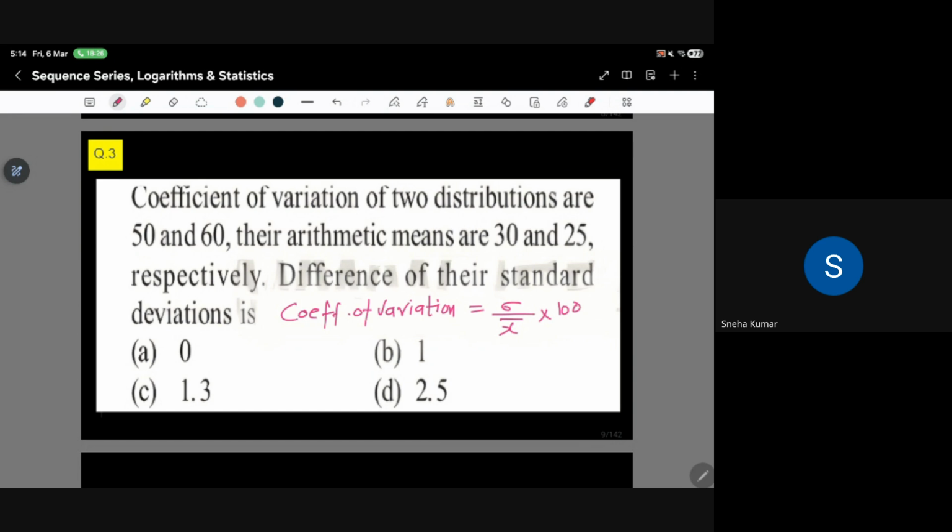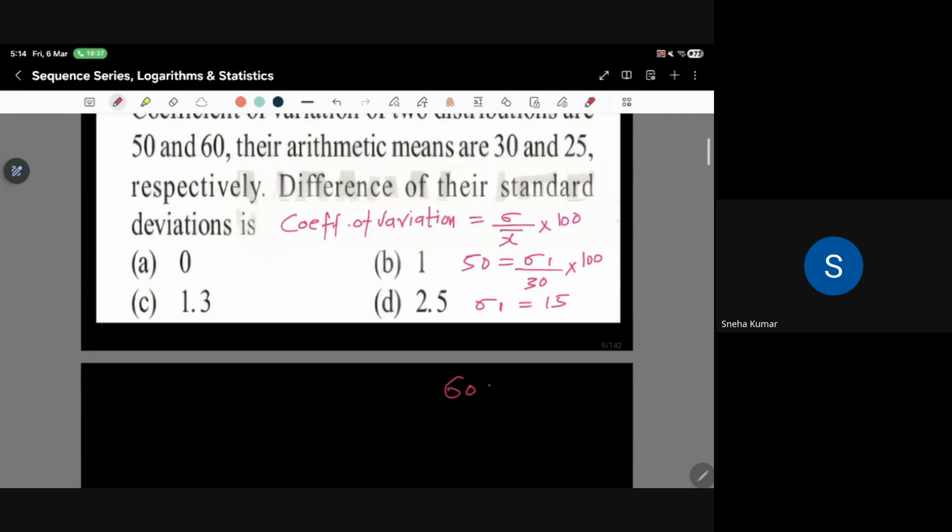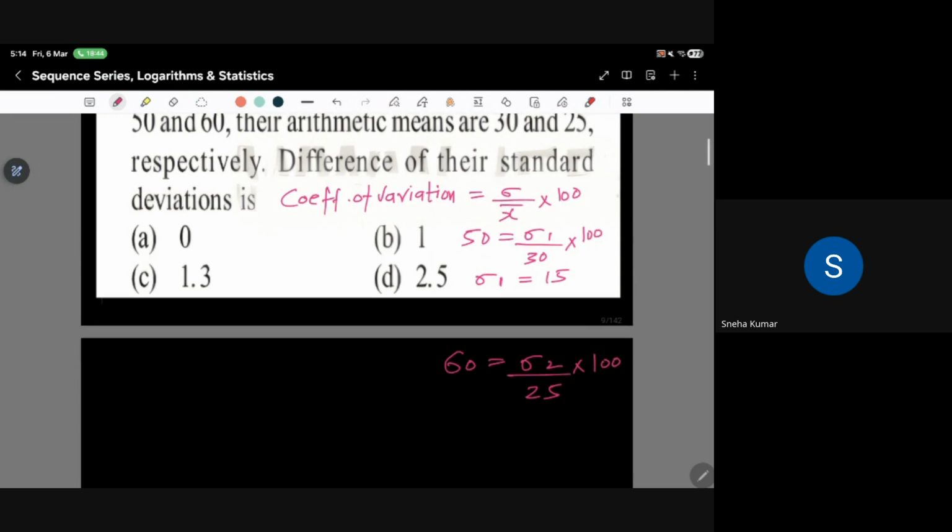So 50 equals first standard deviation by 30 into 100. So first standard deviation is 15. In the same way, 60 equals second standard deviation upon its respective mean. So this also comes out to be 15. So the difference comes out to be 0. Okay, so just remember this formula. They ask sometimes directly on this.